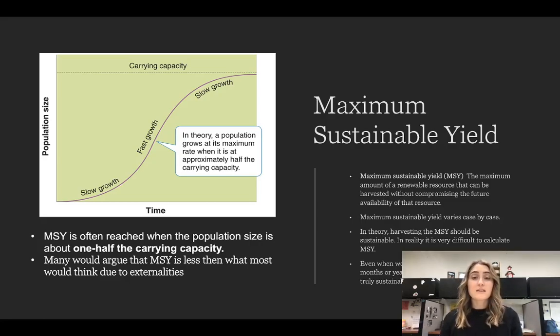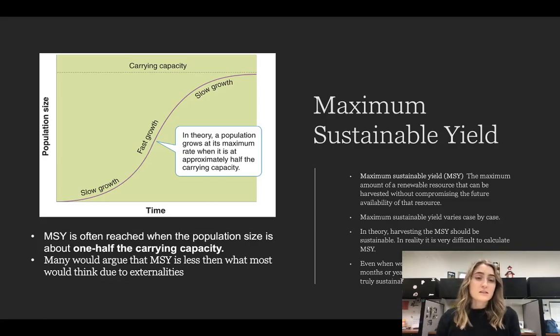We often say that the MSY, or the maximum sustainable yield, is at approximately half the carrying capacity. So it's when we're experiencing exponential growth of that particular resource. However, most people will say that the maximum sustainable yield is actually less than what we think it is, because there's always externalities that we're not accounting for that may affect the actual reproduction of that resource. So it's always better to come in just under the MSY and anticipate that there will be something that impacts the exponential growth before it reaches its carrying capacity.